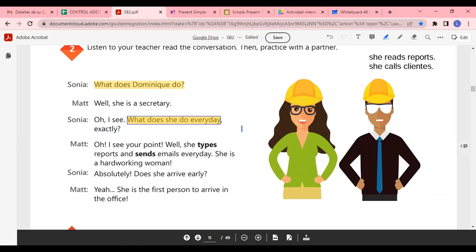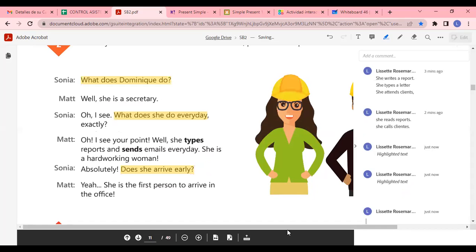Another one? Another question? She is a hardworking woman. That's a sentence. Esa sería una oración. She is a hardworking woman. A question? Definitely, right? It would be, does she arrive early? Amazing. Y algunas, como pueden ver, son preguntas que nos piden que hablemos más, como ustedes saben, que son las WH questions y las de yes, no question, que es does or do, right? Very good, very good.